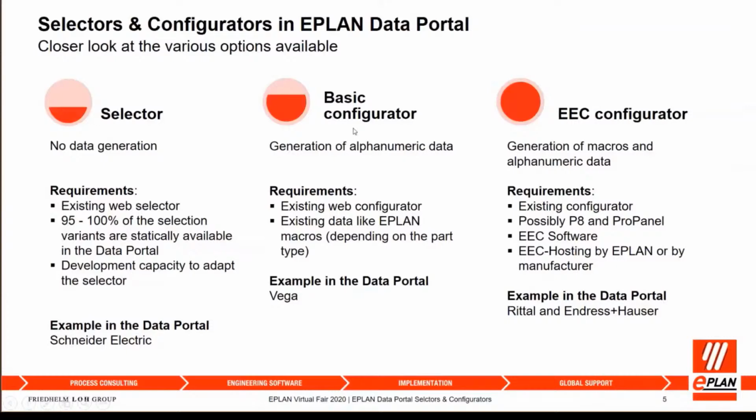The second option we offer is a basic configurator. This does have the generation of alphanumeric data. So again, there has to be an existing web configurator. There has to be the data, created within the ePlan data portal like macros, and that does depend on the part type. We right now have that as an example of Vega on our data portal.